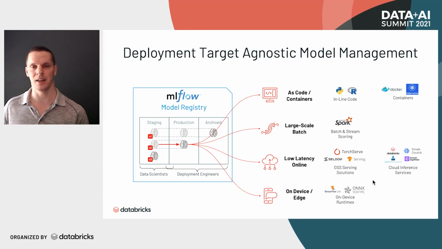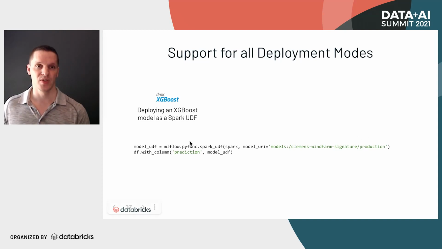So let's look at two specific deployment use cases in more detail. The first one is batch scoring. So this is the line of code, or the 2 lines of code, that you have to write to apply an MLflow model as a Spark UDF. And here you can actually see that we're using the model registry. So we're requesting the production version of the model named Clemens Winfarm signature and applying it as a UDF to a Spark data frame. That's how simple it is.